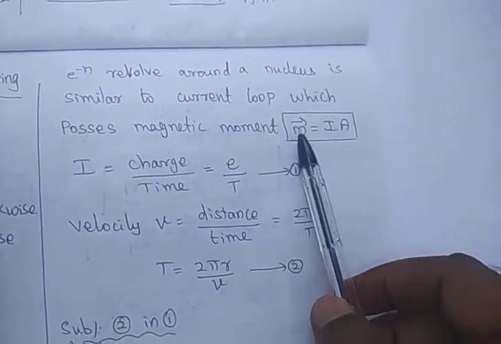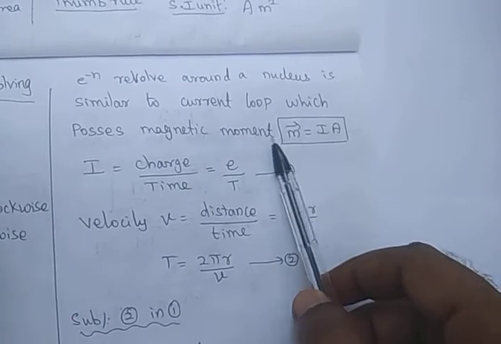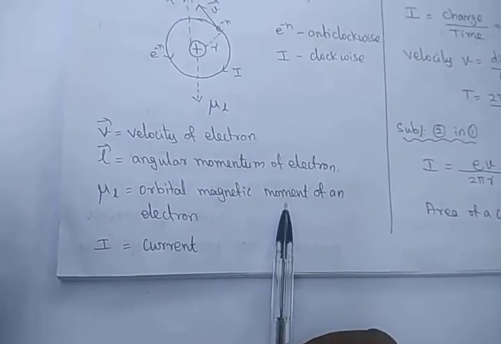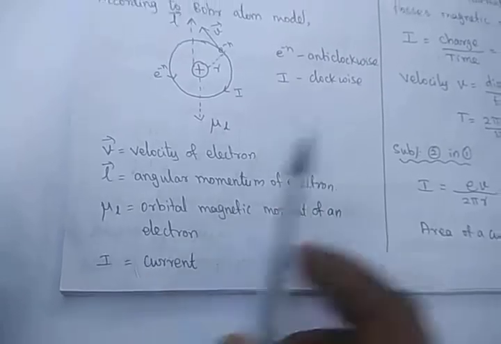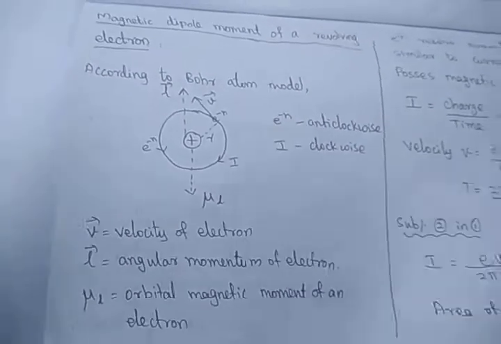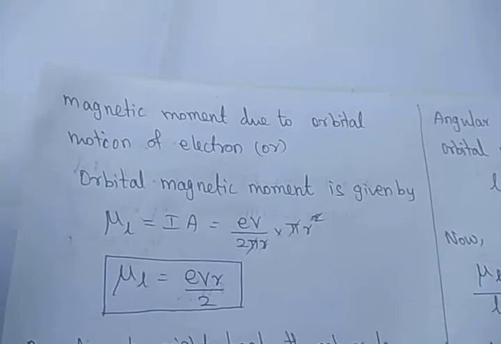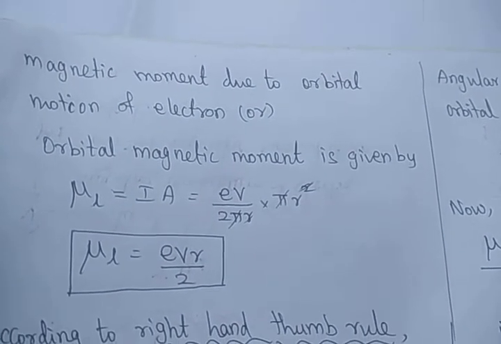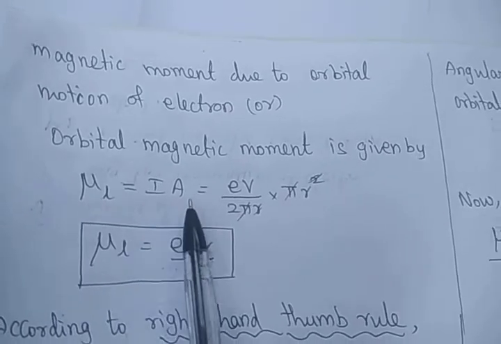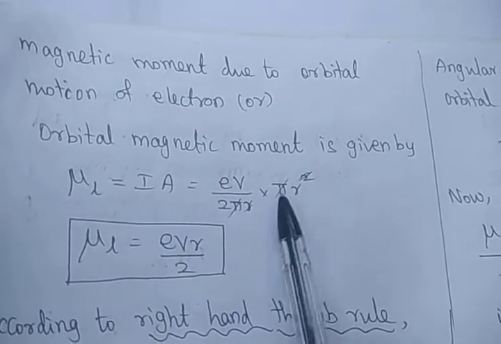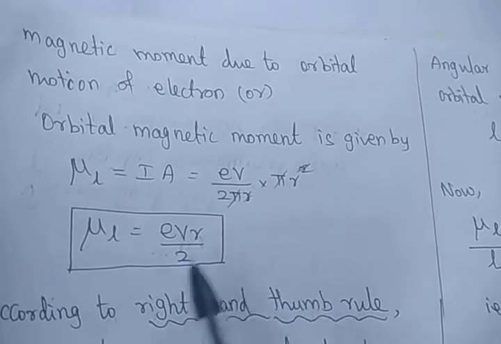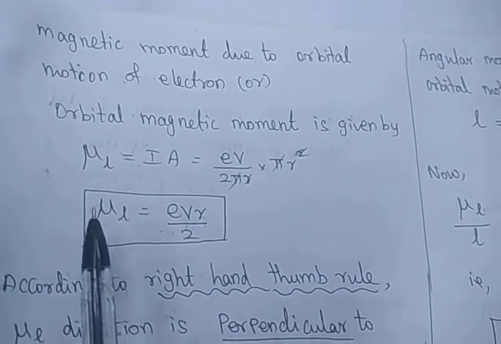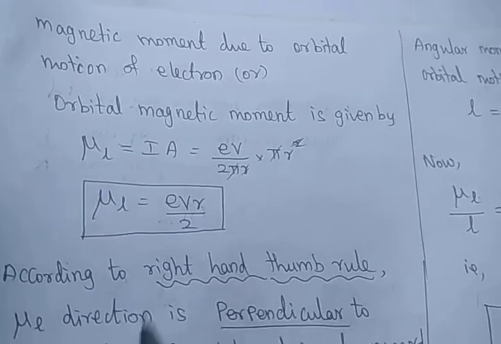Substitute in m equal to IA. This m is the magnetic moment, the orbital magnetic moment. We can write this m as mu L. So mu L, the magnetic moment due to the orbital motion of the electron, is equal to I into A, which is e v by 2 pi r into pi r squared. Cancelling the pi and r, we finally arrive at the equation for the orbital magnetic moment: mu L is equal to e v r by 2.